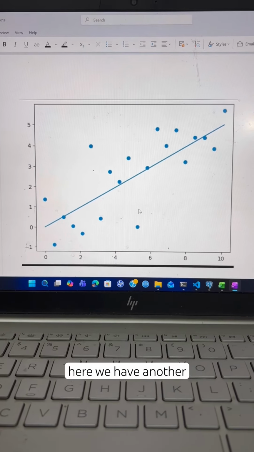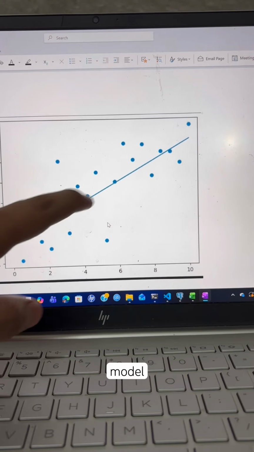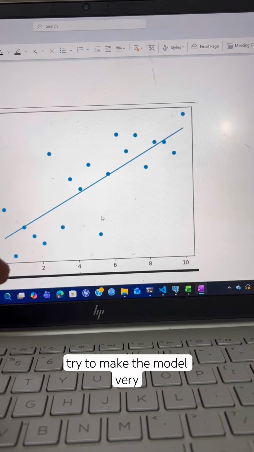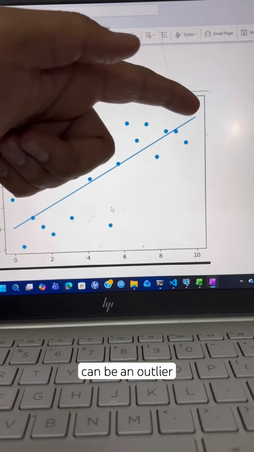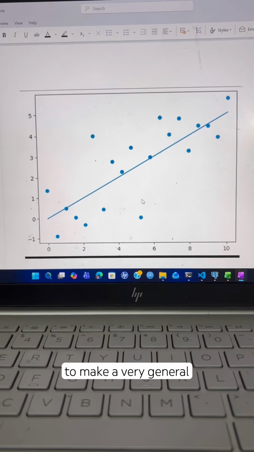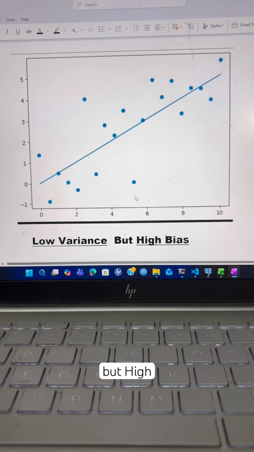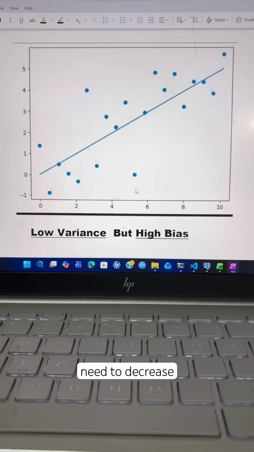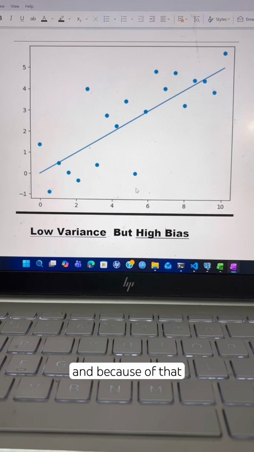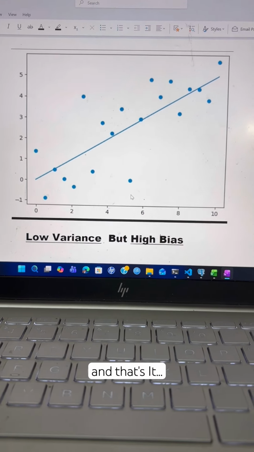And here we have another example. This time the model is trying to make a very general model. It doesn't try to make the model very complex. Learning from all those data points, which can include outliers as well, it tries to make a very general model. In this example, it's a clear case of low variance but high bias. Now to make a good trade-off, we need to decrease the bias error, and because of that we need to increase a little bit of variance error, and that's it.